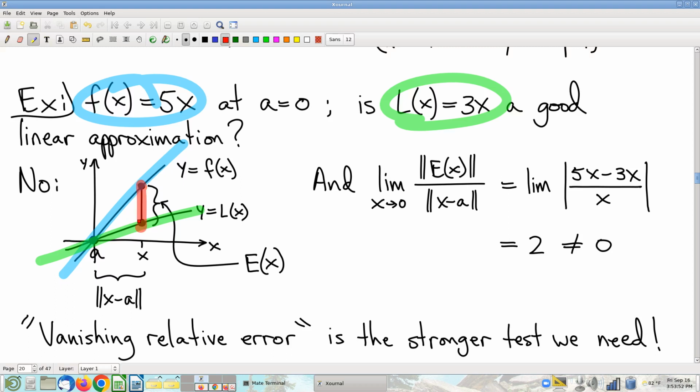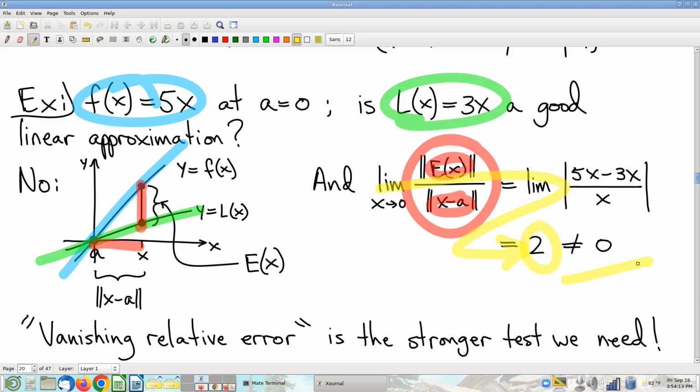So not just the error itself, but that divided by that. So there's your relative error: error divided by, you might say, input difference. And if you punch this up, it's not hard to do the algebra. Look and see what the limit of that is. The limit of that is 2, which is not 0. And so the relative error does not go away. This is our algebraic way of indicating that the relative error here is not small enough. It's not approaching 0. This is the algebraic way of saying that this is not a good linear approximation.